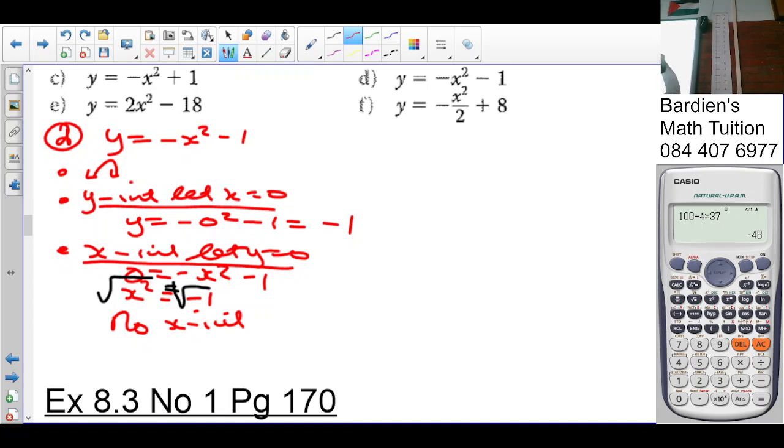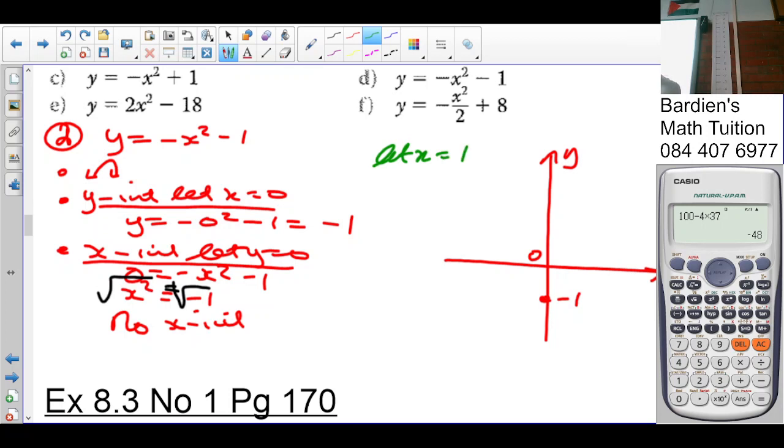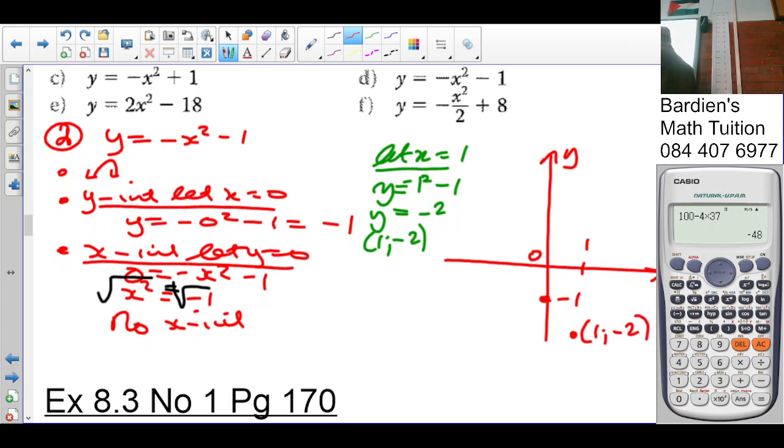So if we try and draw this graph, you know the graph is frowning, and it's going through negative 1. Is this enough information to draw the graph? No. So what do I do now? You let x equal to 1. In that case, y is equal to negative 1 squared minus 1, which is negative 2. You all agree with that? So this point is 1 and negative 2. X is 1, y is negative 2. So from that turning point, it's going down there.